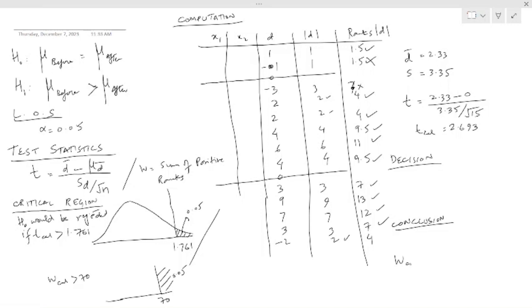So W calculated is 78.5, and the decision we can take is: since W calculated falls in the rejection region, therefore H naught is rejected. Similarly, we can write down the conclusion as: the test results are statistically significant at the 0.05 significance level, and data provide sufficient evidence to conclude that the exercise reduces heart rate significantly. That's all.